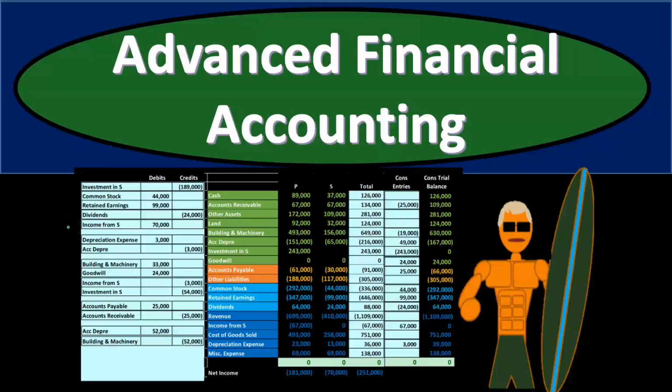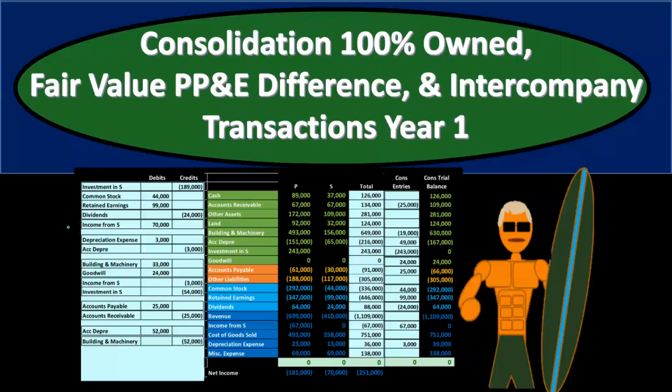Advanced Financial Accounting. In this presentation, we're going to work through a consolidation problem where we have a parent-subsidiary relationship, the parent owning 100% of the subsidiary. We'll also be dealing with a situation where the fair value of depreciable assets is different than the book value at the point of purchase, which we'll have to account for within our consolidation process, and we'll have intercompany transactions we will be dealing with as well.